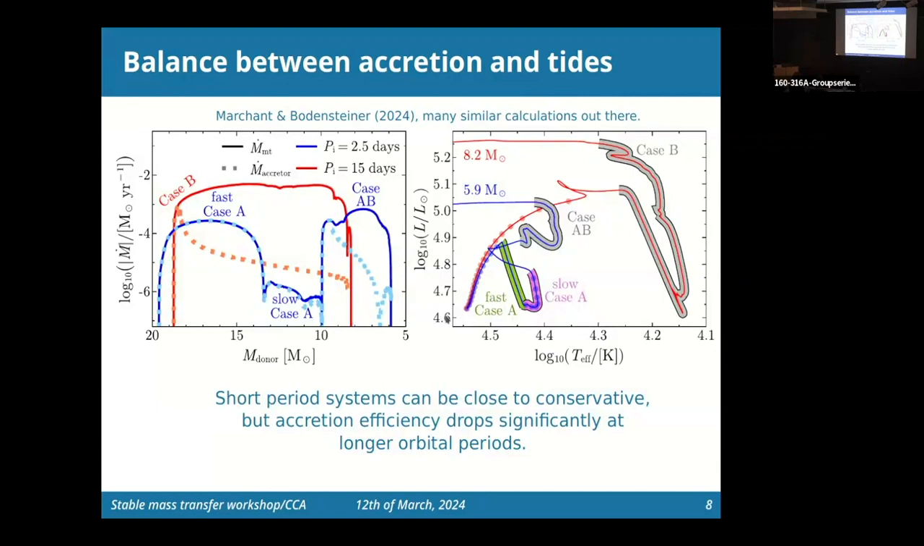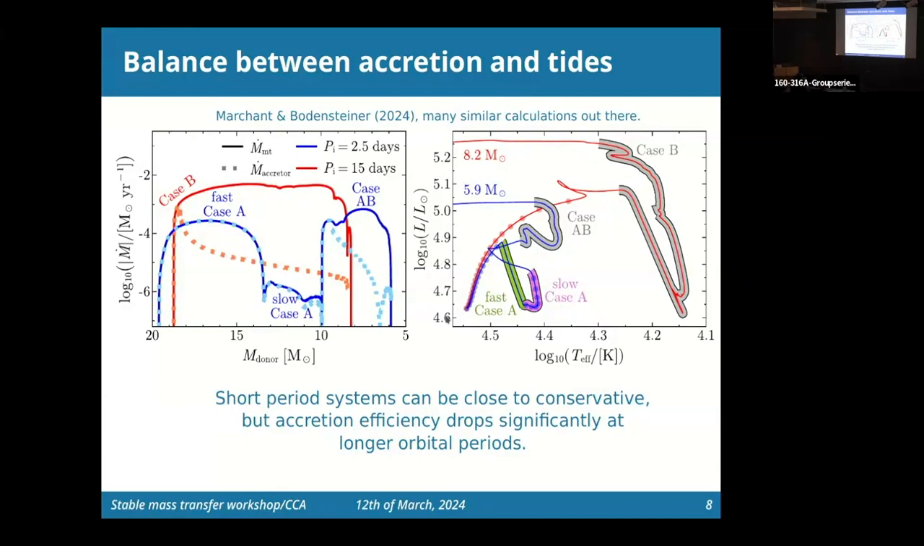So on the right, we have the HR diagram. The short period system interacts in the main sequence, undergoes this fast case A, slow case A, case B. The long period system, post-main sequence interaction, undergoes one big phase of interaction. Now, one nice way to visualize these interaction phases usually is plotting the mass transfer rate as a function of the mass of the donor.